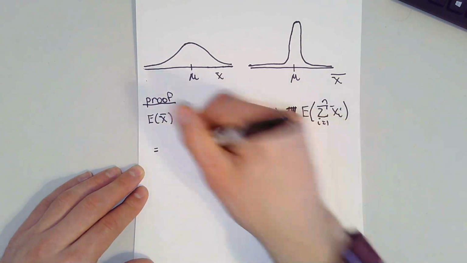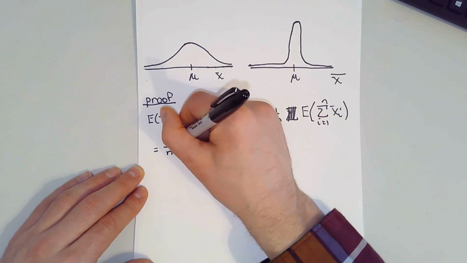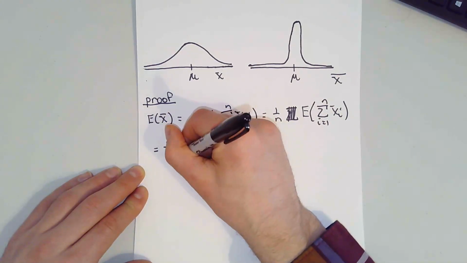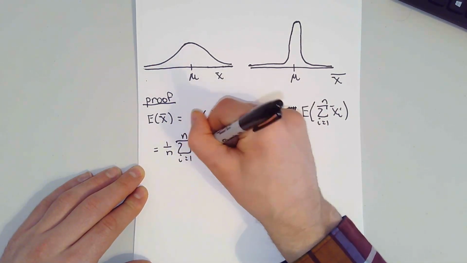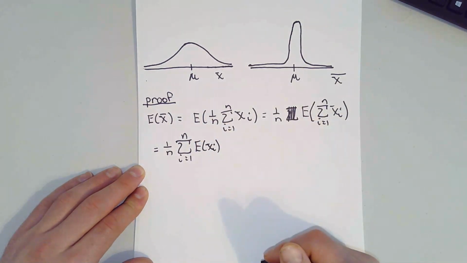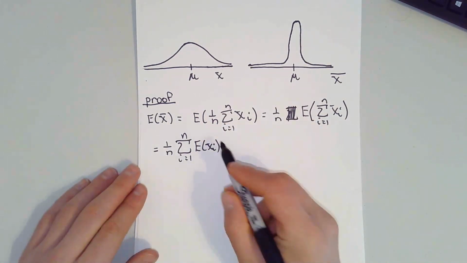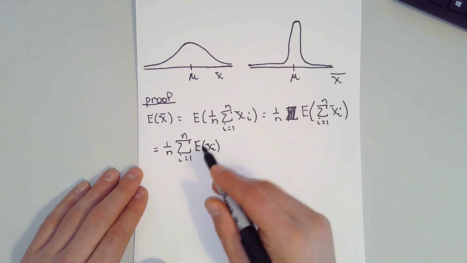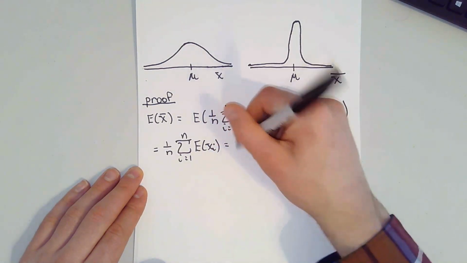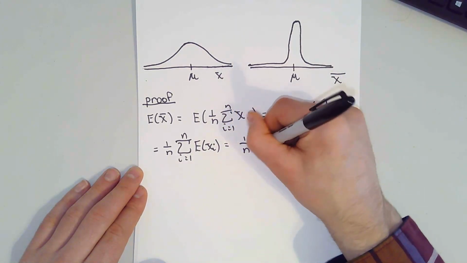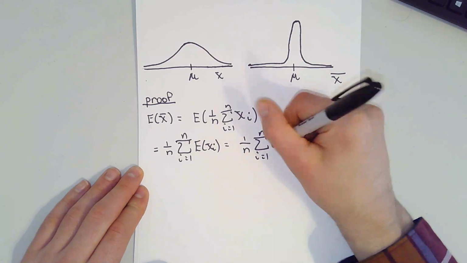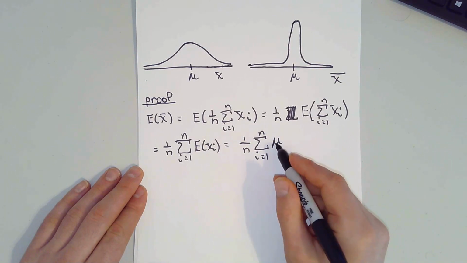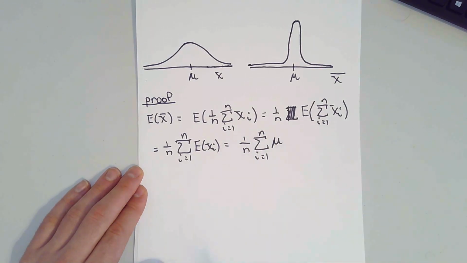We can use now the other property of expectation of being linear, that it distributes over sums. Just like so. Well, we were given that the x sub i's are identically distributed. So therefore the expectation of each x sub i is the same, and it's equal to mu, where mu is the expectation of that random variable x that we're sampling from.